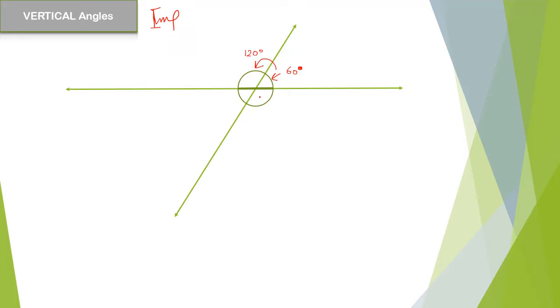At the lower side, we have the same angles, but they are inverted. Angles on opposite sides of intersecting lines are called vertical angles. They are called vertical because they have the same vertex, same corner. So we have two pair of congruent angles which have the same measure.